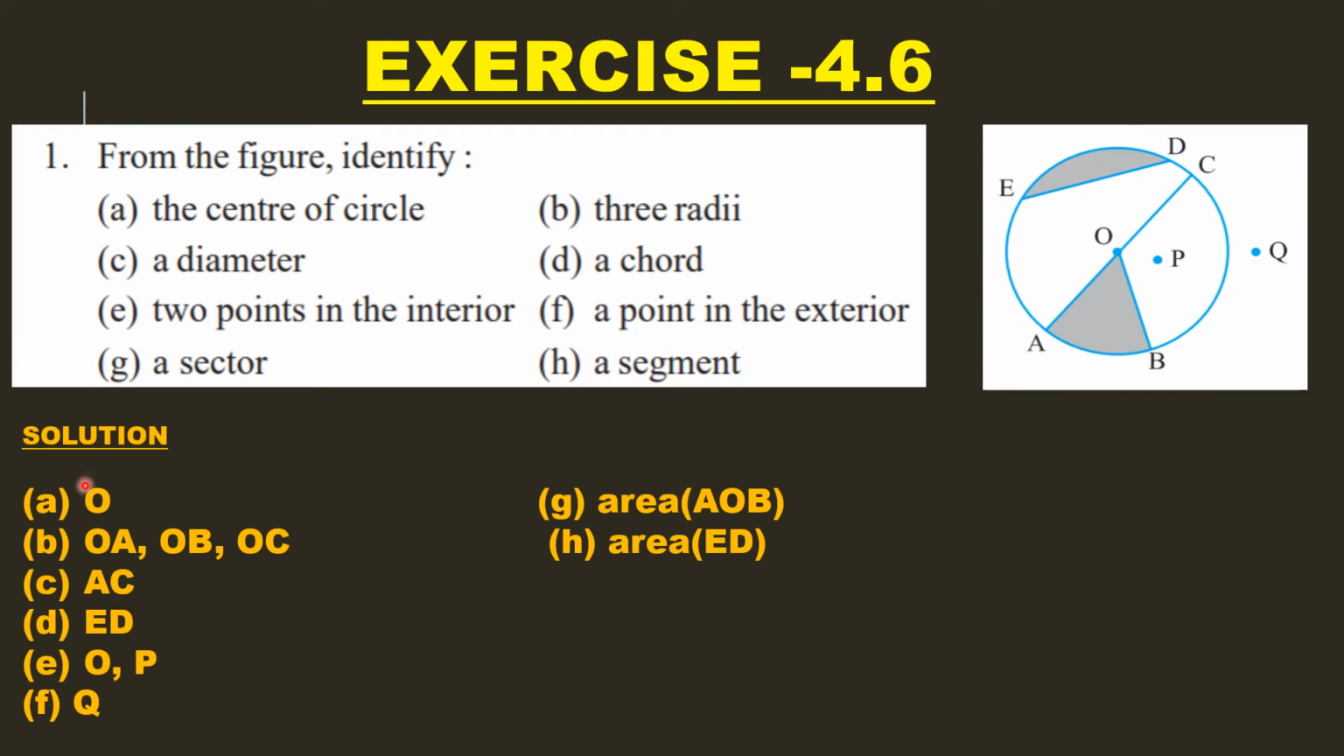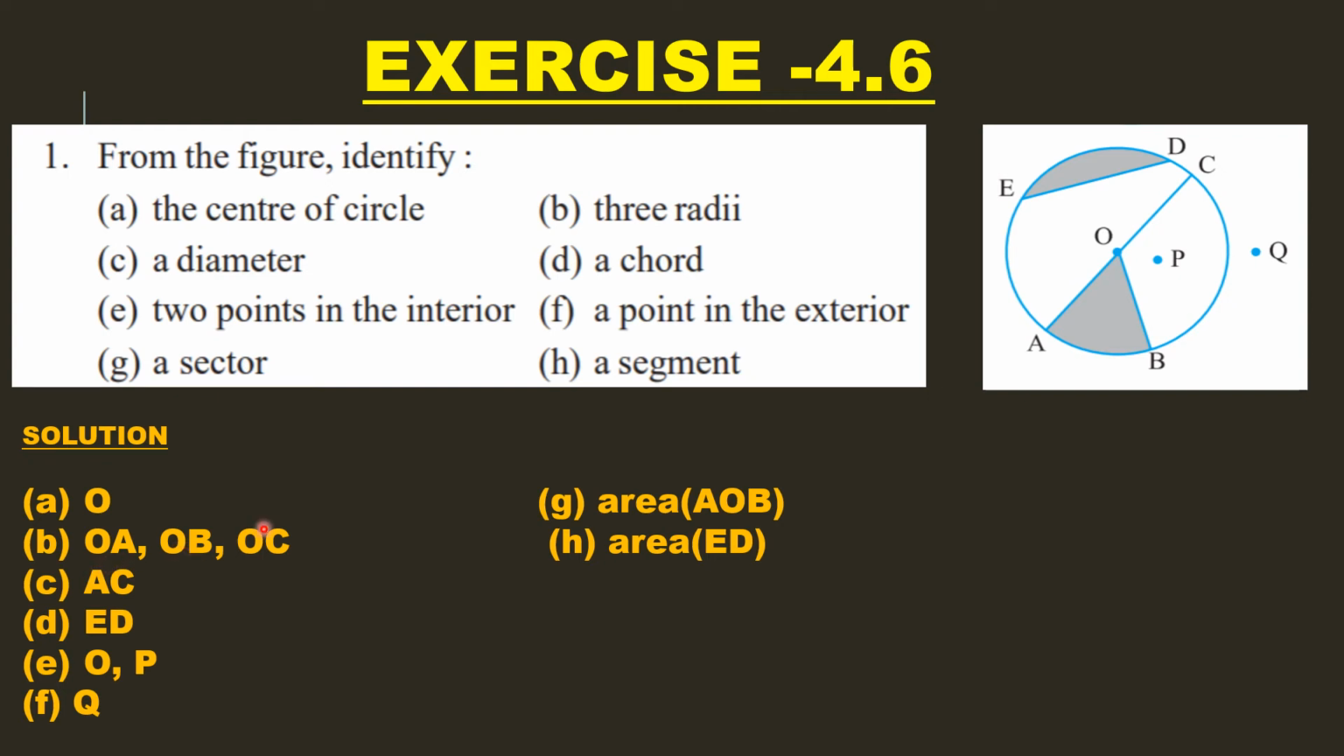Exercise 4.6. Here the first question is: from the figure identify the center of the circle. In the adjoining figure we can see the center of the circle is O. So write here the answer O. In the second part, 3 radii: OA, OB and OC. These are the 3 radii of this circle. So write here the answer OA, OB and OC.